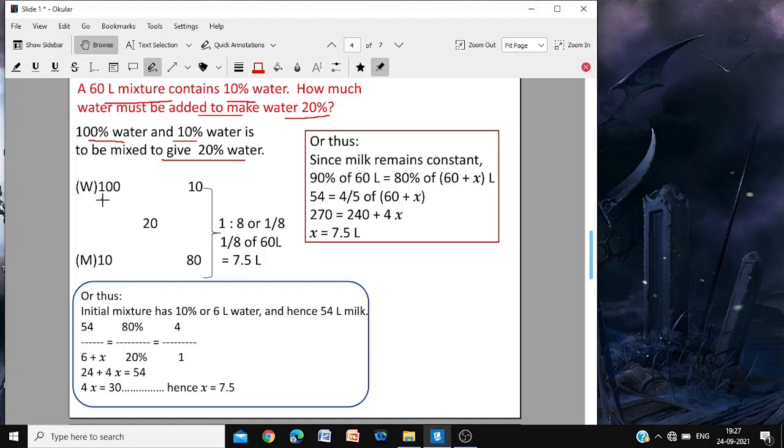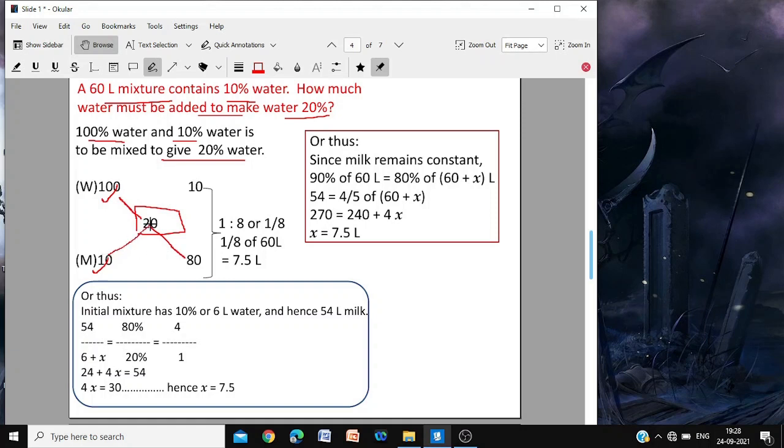So the higher value is water, 100%. The lower value is the mixture, 10%. And the mean value is 20%. And when you cross, 100% minus 20% is 80%.